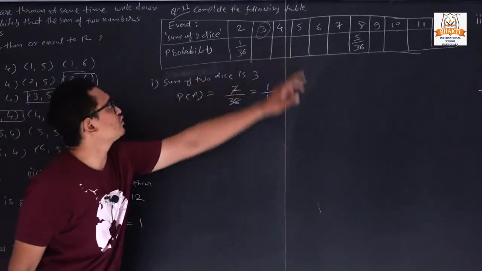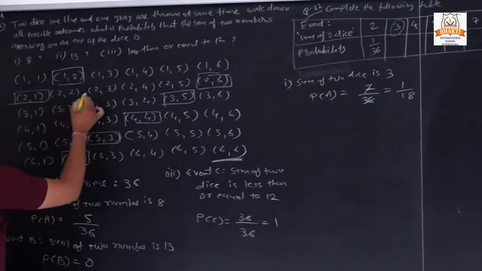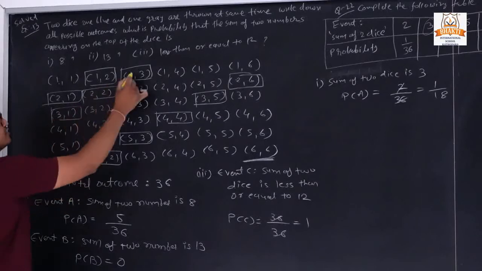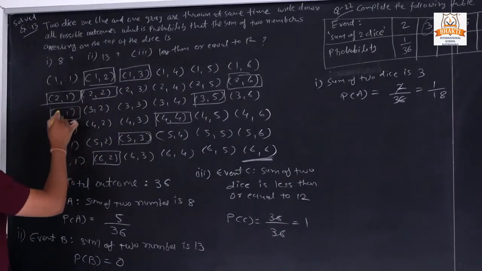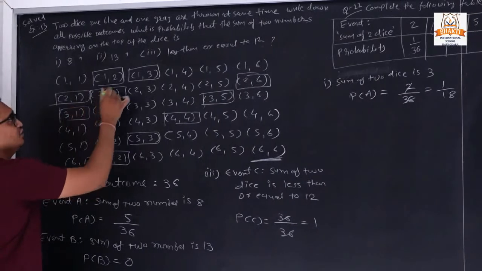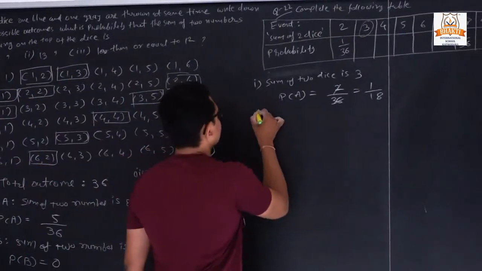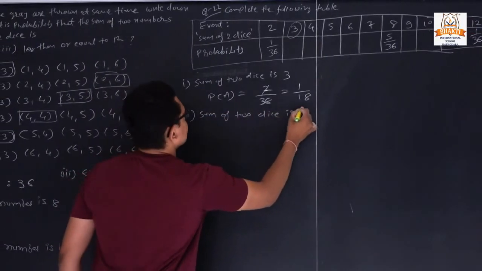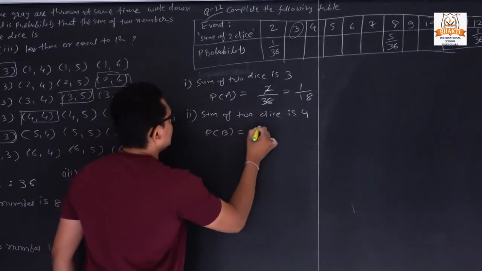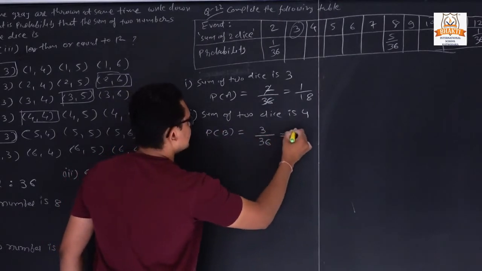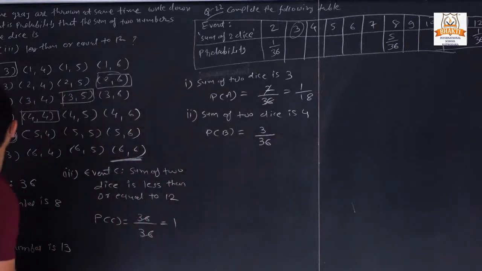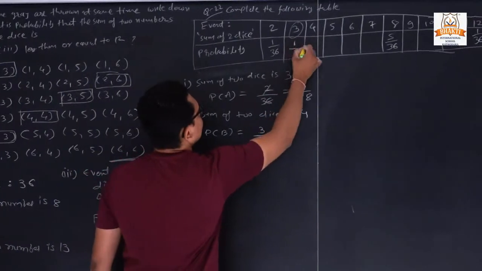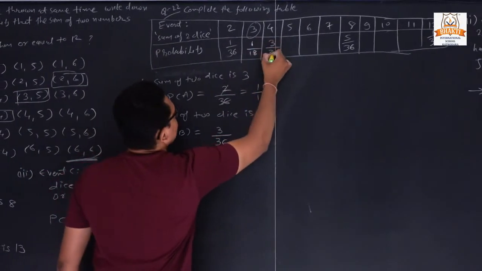Now next, 4. So find the events whose sum is 4. So it is 1, then second and third, because 1 plus 3 is 4, 2 plus 2 is 4, 3 plus 1 is 4. So we have how many events? 1, 2 and 3. So second, the sum of two dice is 4. So P of B is equal to, we have how many events? 3 events. So the answer is 3 upon 36. 1, 2 and 3 events. Now next, here we can fill up the table, 1 upon 18, then 3 upon 36.